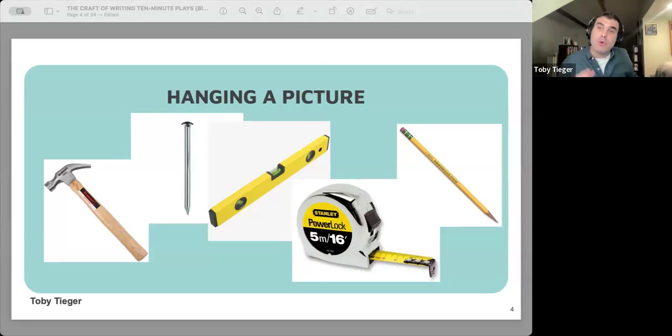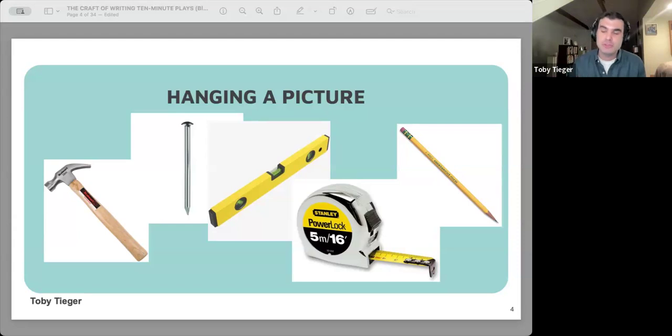And also, these are all tools. They are not rules. They are things to help you do a job. And a lot of them are negotiable. You don't necessarily need a level. You don't necessarily need a hammer. You could use a shoe or a rock. I am not including things like a stud finder or a painter's tape or an anchor, which are all things that you could use to put up a painting, but most people don't.